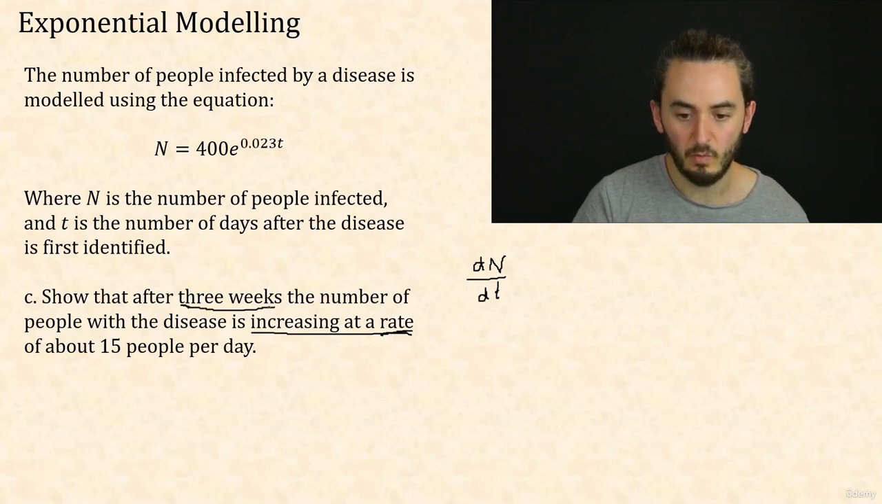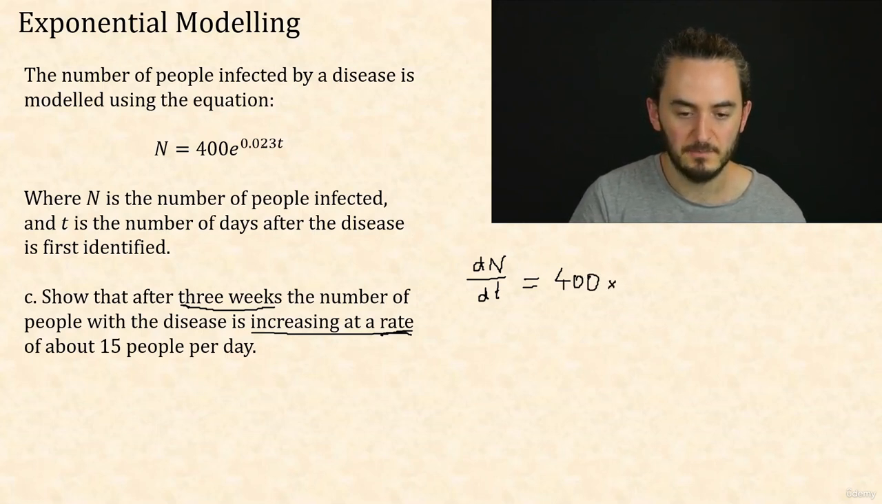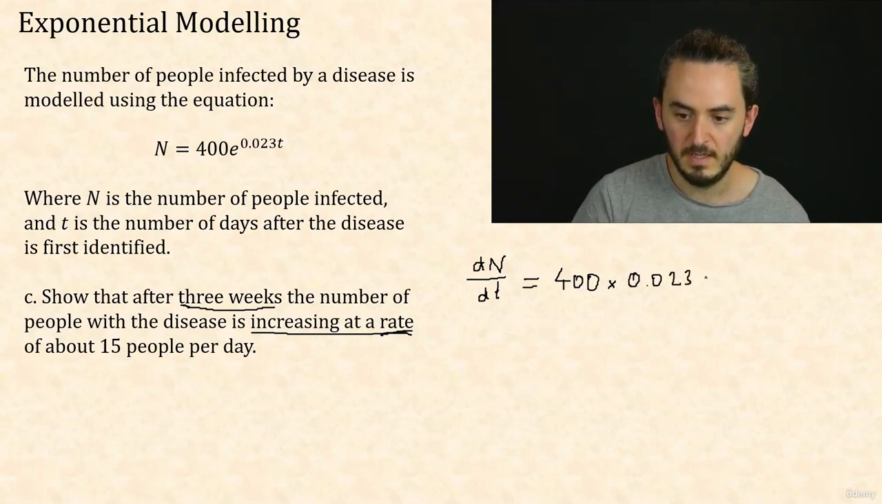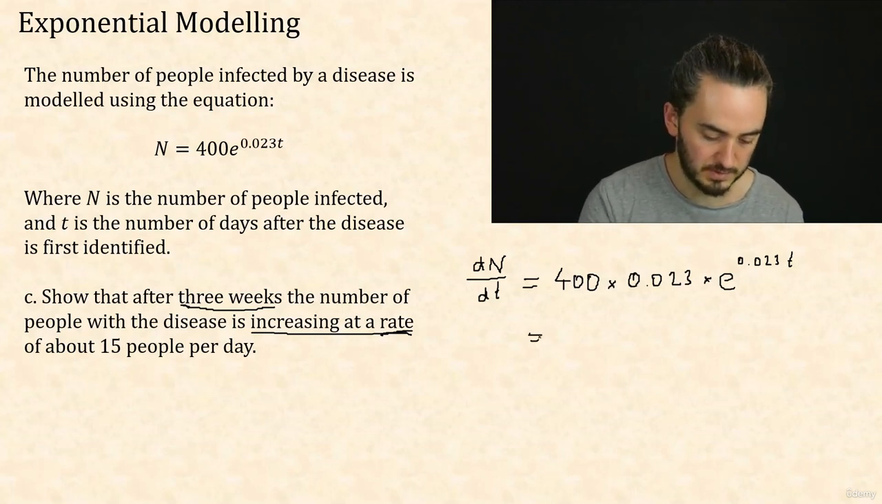And really it's saying what is the rate of increase after 3 weeks. So we need to work out what is the derivative dn by dt when t is 21, because 21 days is 3 weeks. So let's work this out. We know that to differentiate an exponential, we've still got the 400, that hasn't gone anywhere. And then we need to multiply by the coefficient here, so multiply that by 0.023. And then the exponential bit never ever changes. That's the magic of this that allows us to do it. So what is that in total? Well, I'll just work out 400 times 0.023 on my calculator.